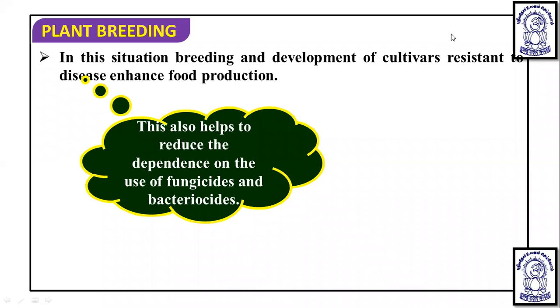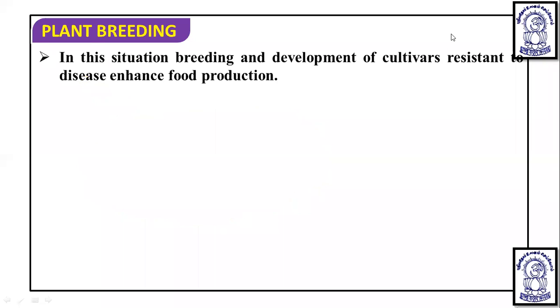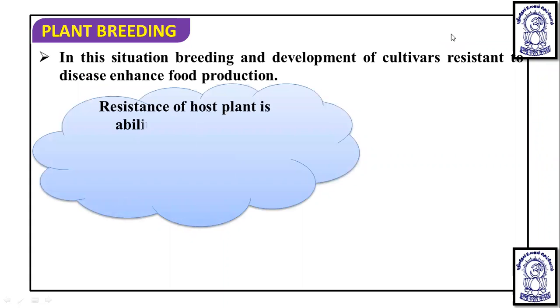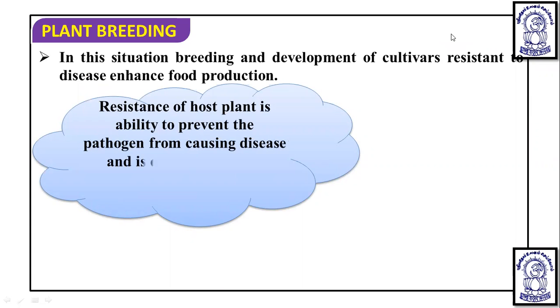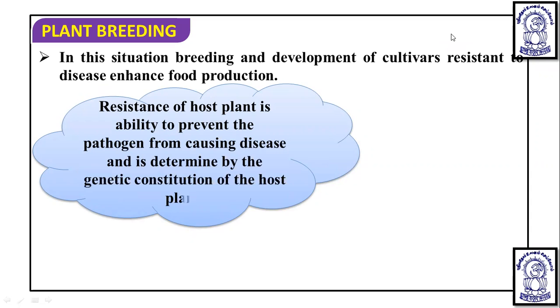This also helps to reduce the dependence on the use of fungicides and bactericides. If we create a plant which is already resistant to the disease, then the use of fungicides and bactericides will be reduced. The resistance of the host plant is its ability to prevent the pathogen from causing a disease. When resistance is developed in a plant, it is called disease resistance, and it is determined by the genetic constitution of the host plant.